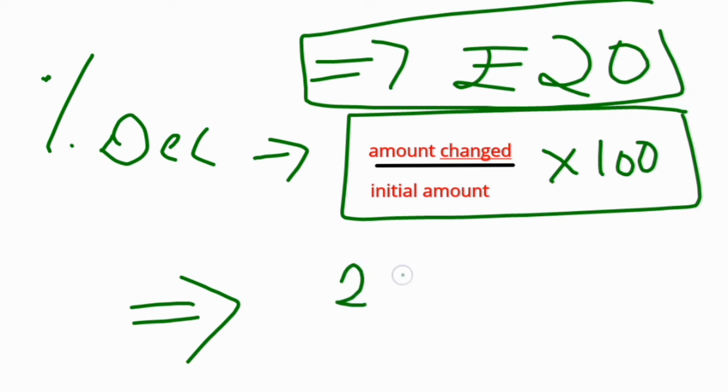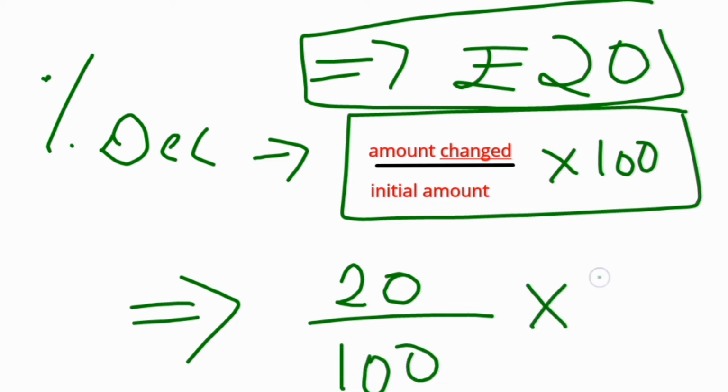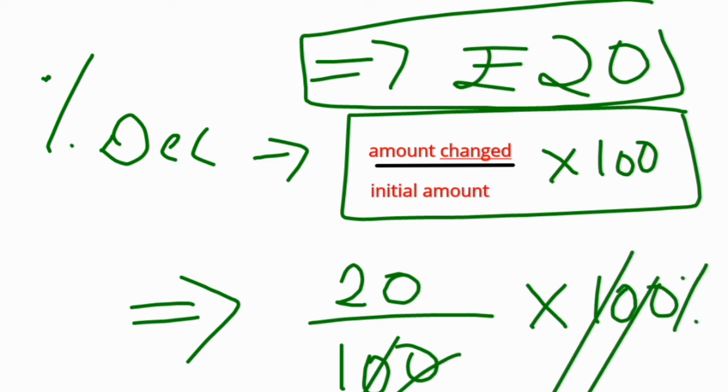So 20 upon the initial amount, meaning the starting amount. What is the starting amount here? 100, into 100%. Now 0 cancels by 0, 0 cancels by 0, 20 is left upside. So 20% is the decrease in that person's money from one year to the next year. I hope this is clear.